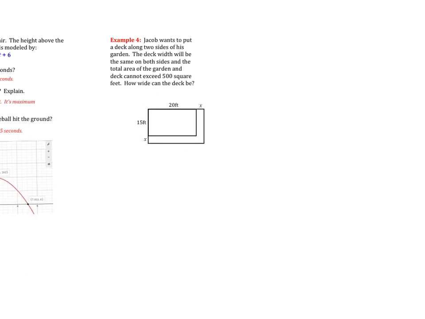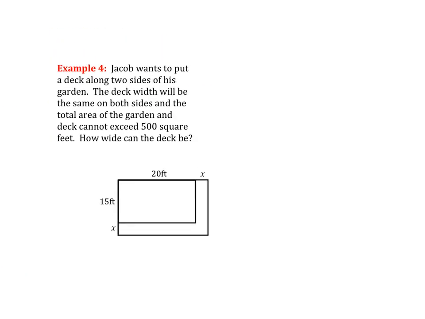And this is going to be our last and final example here. Jacob wants to put a deck along two sides of his garden. The width will be the same on both sides. So that means the width here is going to be the same as the width here. Okay. The total area of the garden cannot exceed 500 square feet. How wide can the deck be?